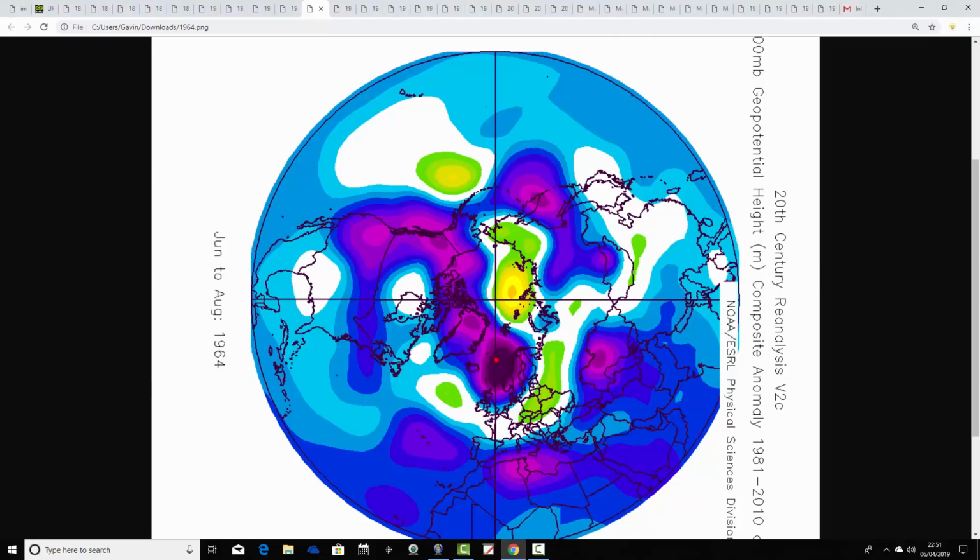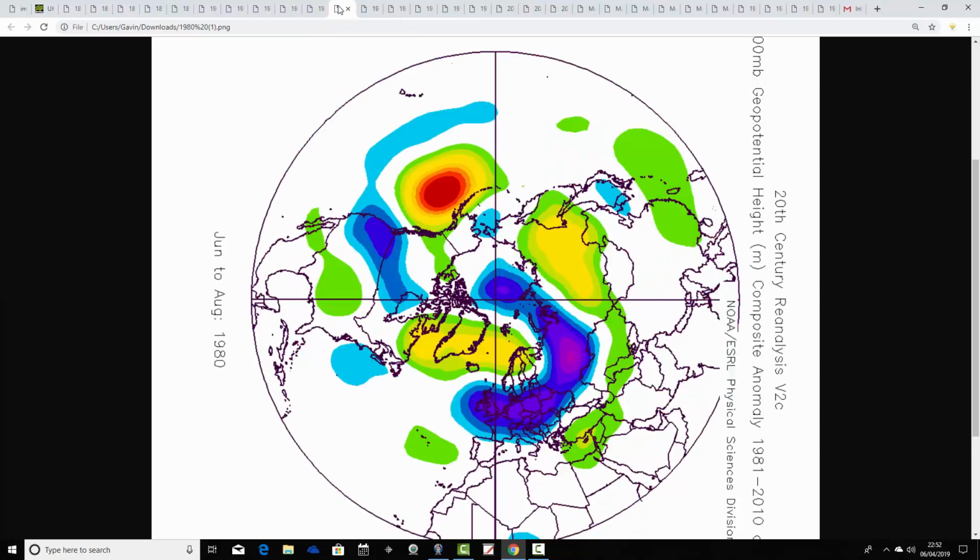1964 next, this one with below average heights to the north, above average heights in the middle of the Atlantic. Rather cool and, again, fairly changeable summer, really, in 1964. I have to say, so far, these analogues don't look terribly inspiring for a decent summer. Another pretty long gap then to 1980. So this is the summer of 1980.